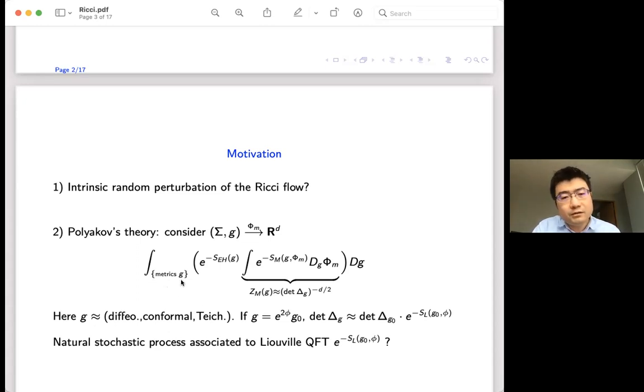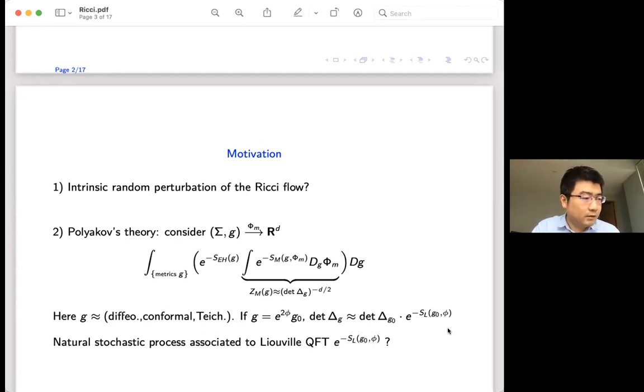And in order to integrate out the conformal part of this metric, well, Polyakov said if you do a conformal change of your metric, then essentially you get this Liouville quantum field theory. So in other words, if you think of the volume form for this metric as a product of a diffeomorphism part, the conformal part and the Weil-Petersson part of the Teichmüller space, then the volume form of the conformal part is described by this Liouville conformal field theory.